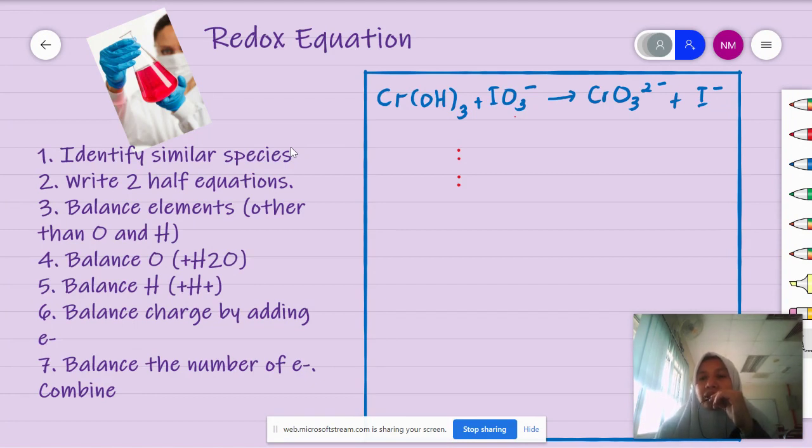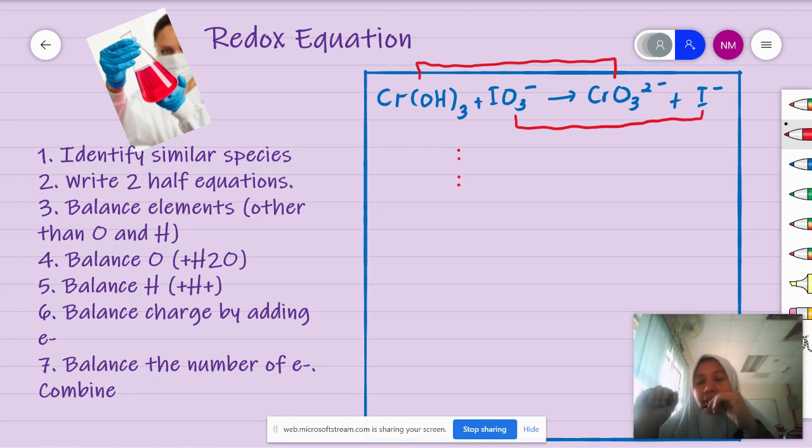Now, let's have a look at this equation. Which species are similar? As we can see, Cr(OH)3 is similar to CrO3 2 minus. And then we have IO3 minus, which is similar to I minus. Step 1 is done.